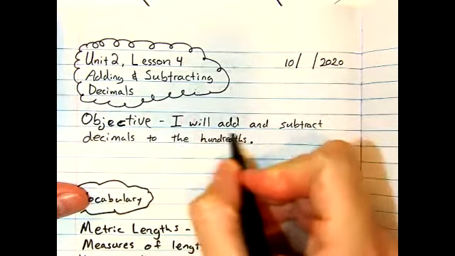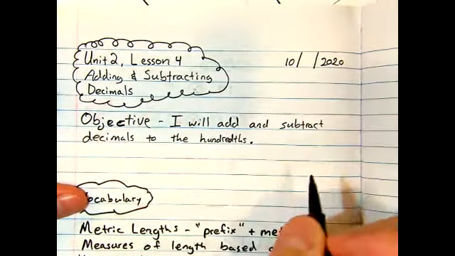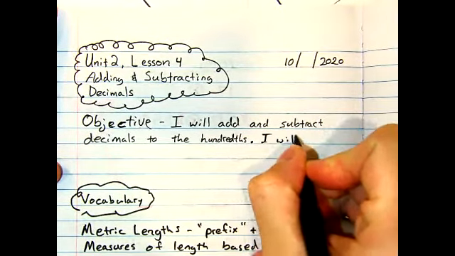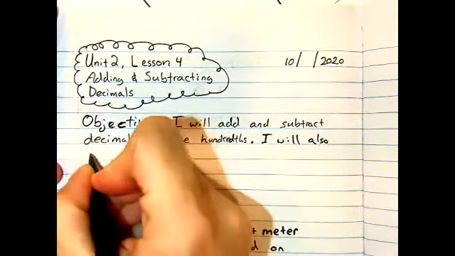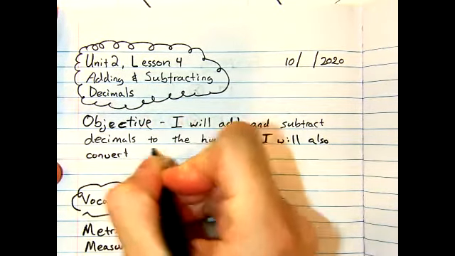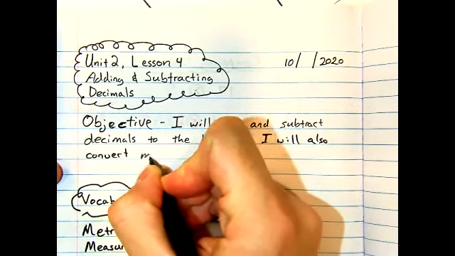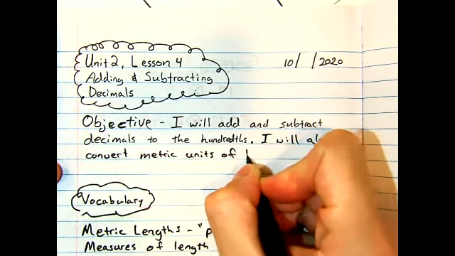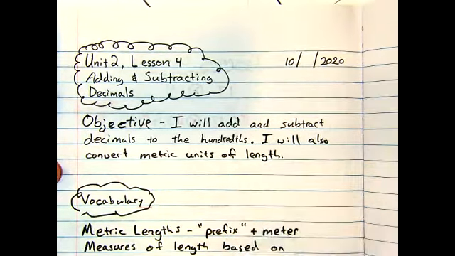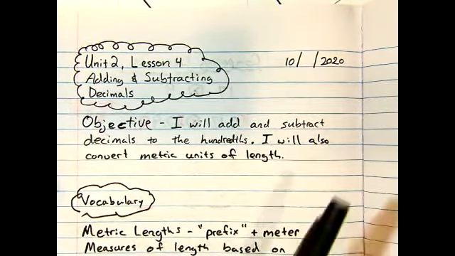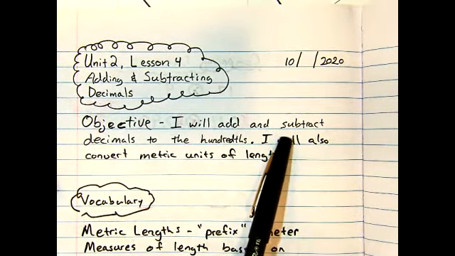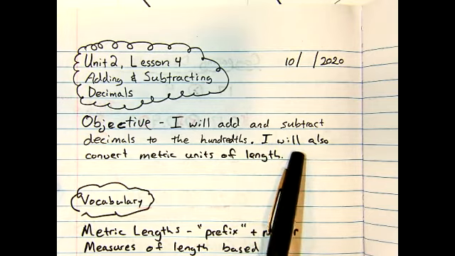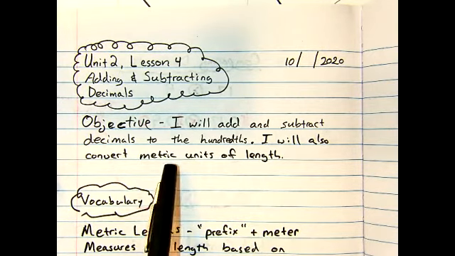Our objective, I will add and subtract decimals to the hundredths. And something we're also going to do, we'll also convert metric units of length. All right, so we've got two objectives here. Let's read the first. I will add and subtract decimals to the hundredths. I will also convert metric units of length.